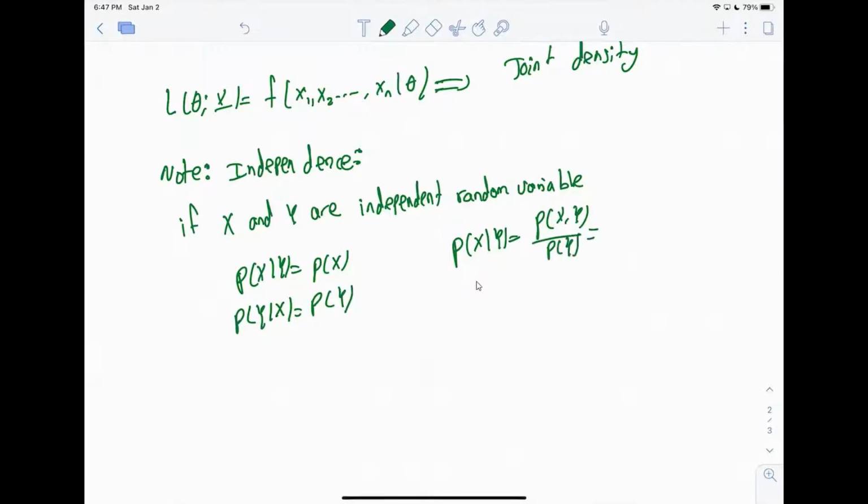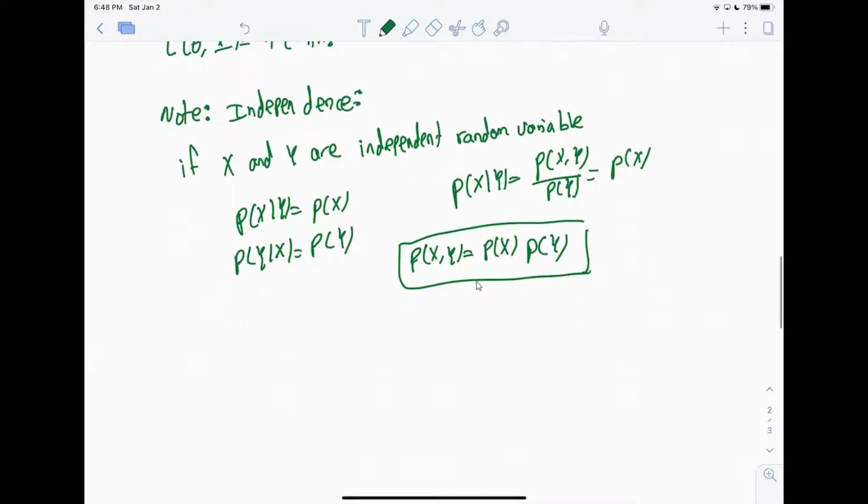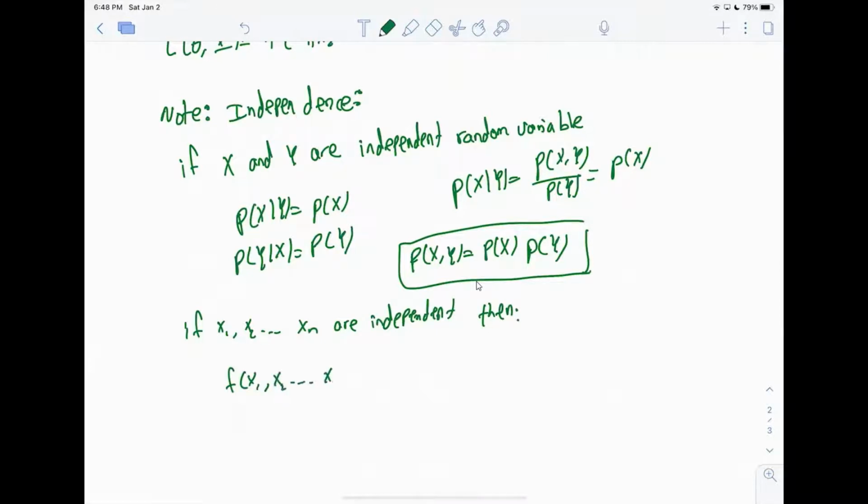But then I said that due to independence, p of x given y is equal to p of x. So therefore, p of x and y is equal to p of x times p of y. Long story short, if x1, x2, all of xn are independent, then f of x1, x2, and so on, this is called the joint. The joint property is equal to the product of the marginals.